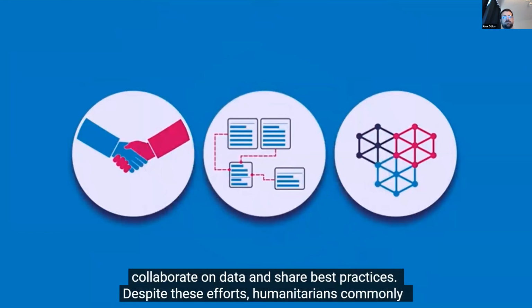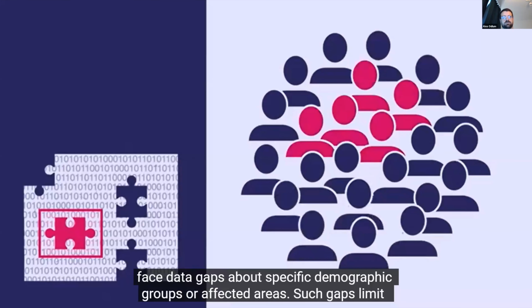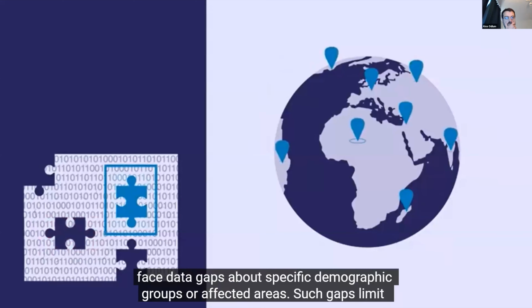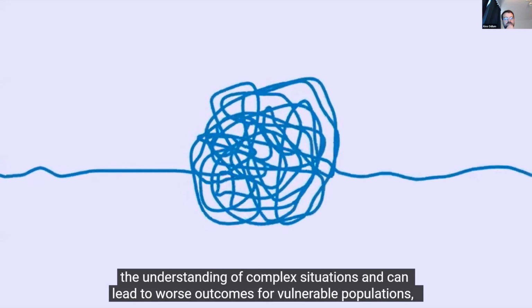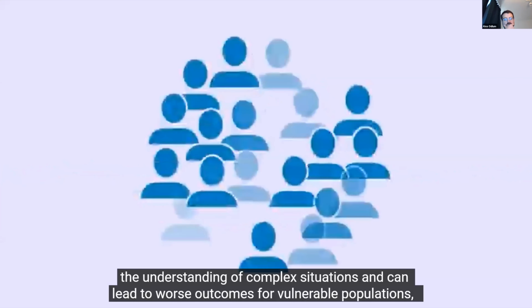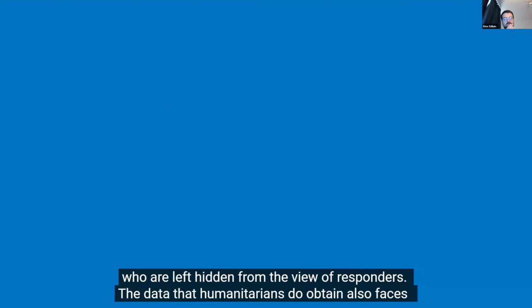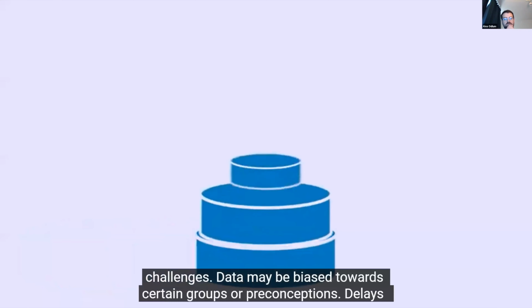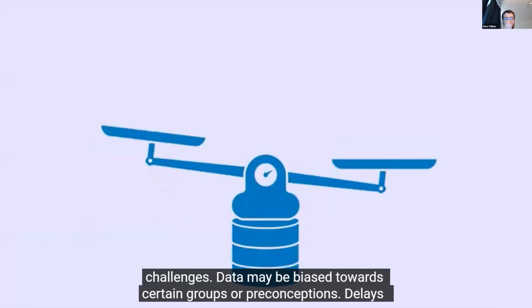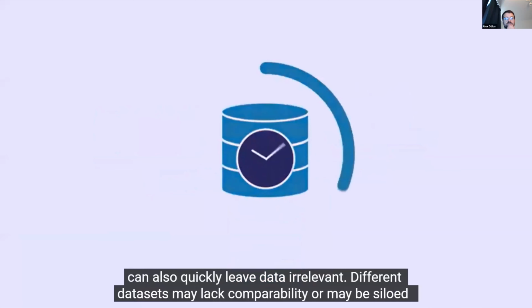Despite these efforts, humanitarians commonly face data gaps about specific demographic groups or affected areas. Such gaps limit the understanding of complex situations and can lead to worse outcomes for vulnerable populations who are left hidden from the view of responders. The data that humanitarians do obtain also faces challenges. Data may be biased towards certain groups or preconceptions. Delays can also quickly leave data irrelevant.